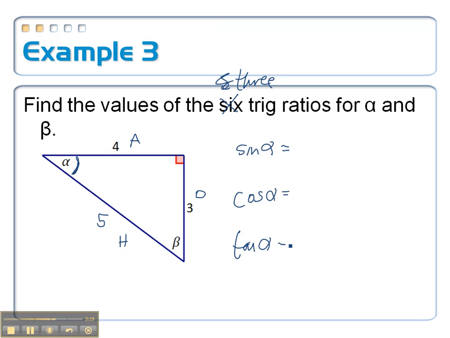So all I have to do is substitute the numbers in for whatever the ratio is supposed to be. Sine is opposite over hypotenuse. 3 over 5. Cosine is adjacent over hypotenuse. 4 over 5. And the tangent is opposite over adjacent. 3 over 4.